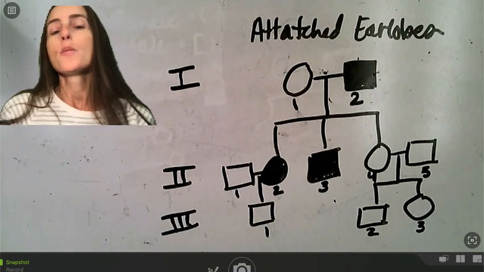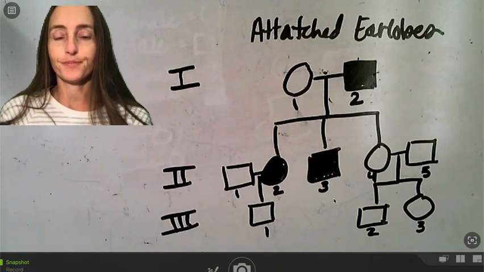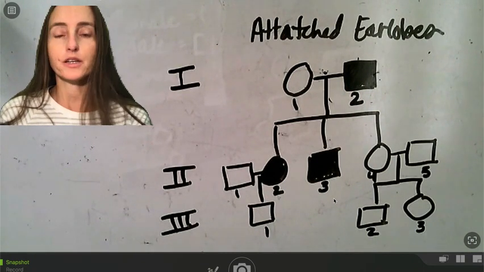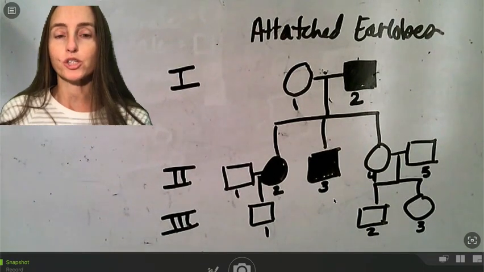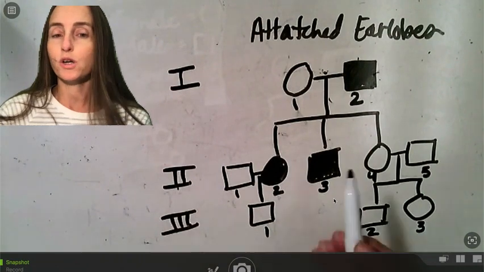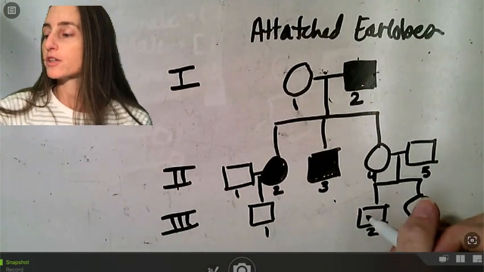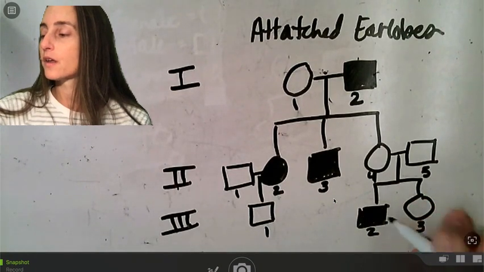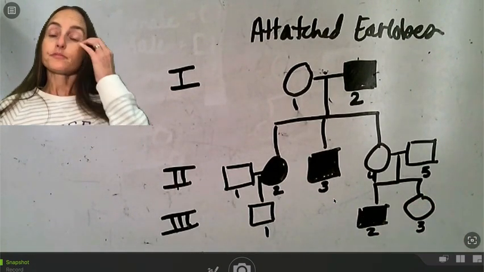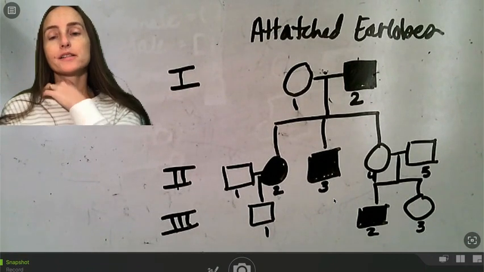So I can say person II-3: do they have attached earlobes? And is it a boy or girl? And you would say person II-3 is male with attached earlobes. Oh, I guess I probably better finish filling in my little chart here. Okay. All right. So that's first of all.